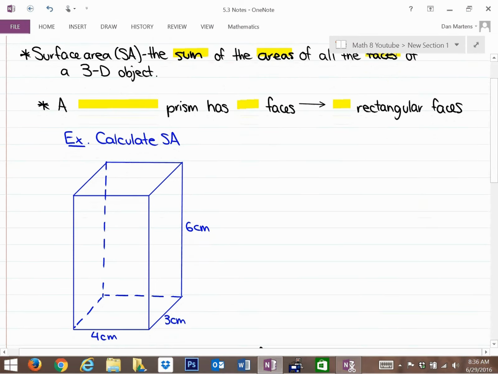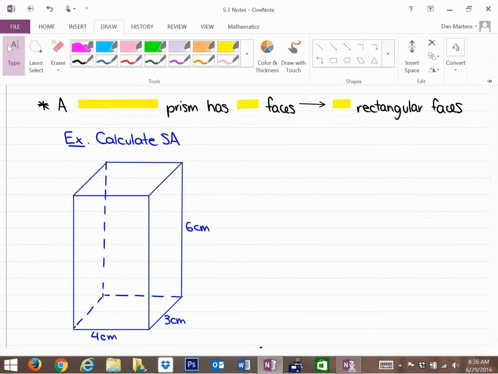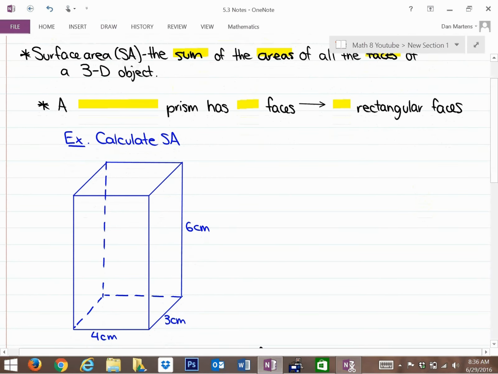So we're going to look at two shapes today: rectangular prisms and triangular prisms. Rectangular prisms always follow the same pattern, and you'll notice that as we get into this single example. A rectangular prism has 6 faces. If you pulled out a box, you'd notice that it has 6 flat sides, and every flat side is a rectangular face.